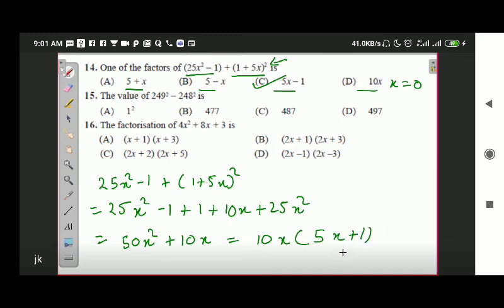Oh, sorry, I have marked the incorrect answer. Your final answer will be 10x. So we can compare that 10x is coming here. 5x plus 1, there is no 5x plus 1. There is 5x minus 1, but there is no 5x plus 1. So your final answer is 10x.